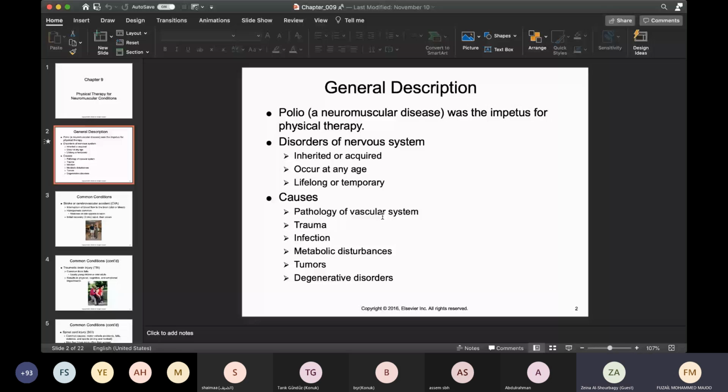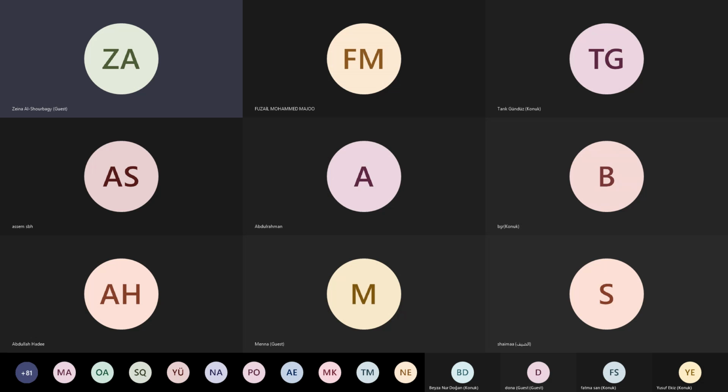Okay, I also have a question. Yes. In slide number 13, when you were talking about receptive aphasia and expressive aphasia, are these diseases?